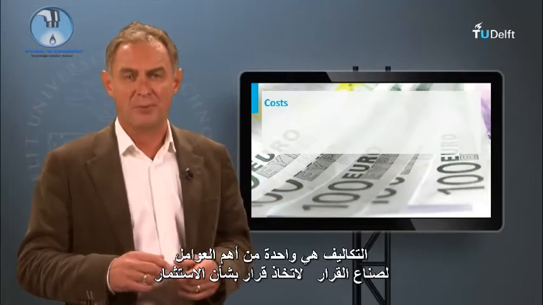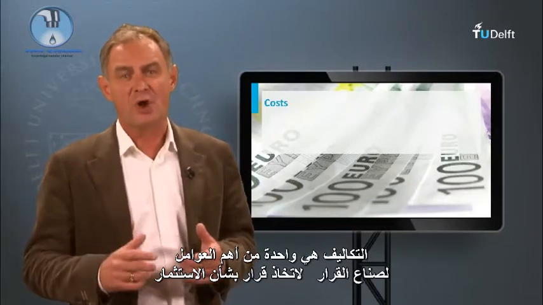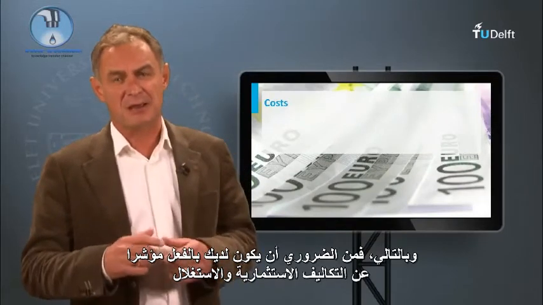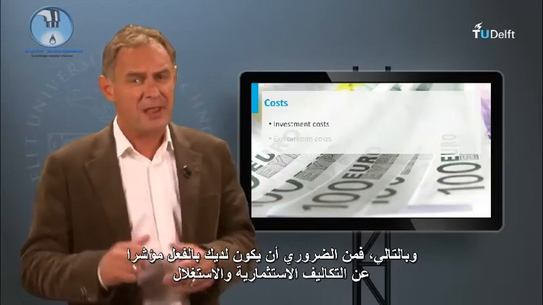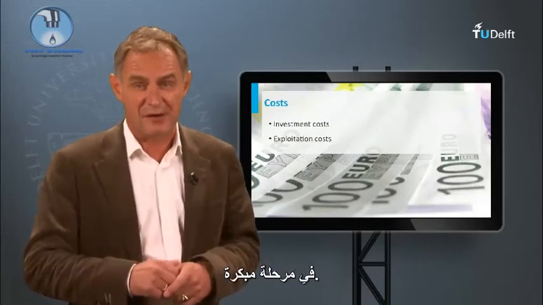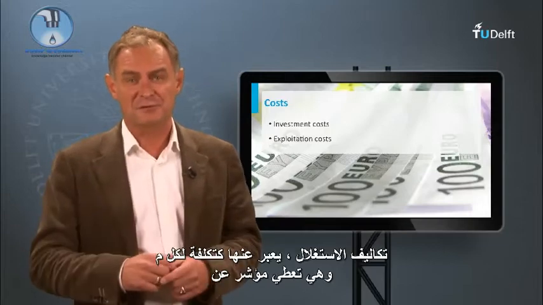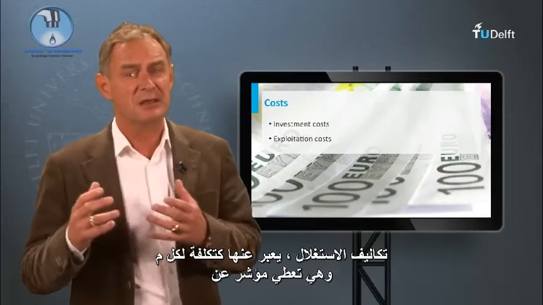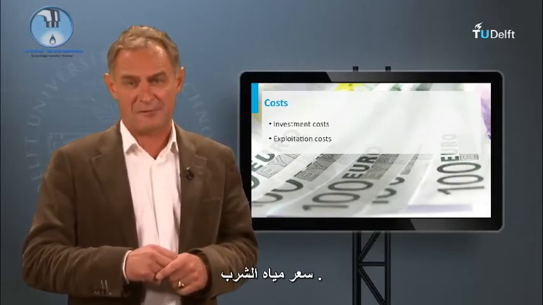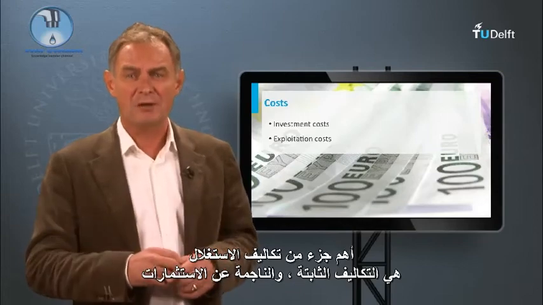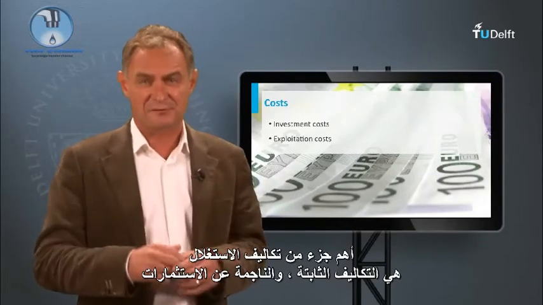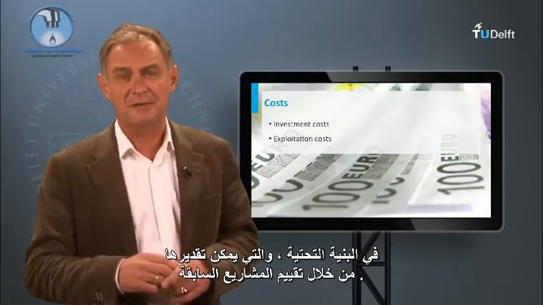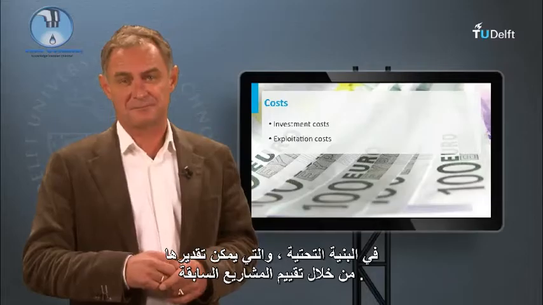Cost is one of the most important aspects for decision makers to decide on investing in a new technology. Therefore, it is necessary to have an indication of the investment and exploitation cost already in an early stage. Exploitation cost, expressed as the cost per cubic meter produced water, gives an indication for the drinking water price. Most important part of the exploitation cost are the fixed costs, resulting from the investments in infrastructure, which can be estimated by evaluating previous projects.